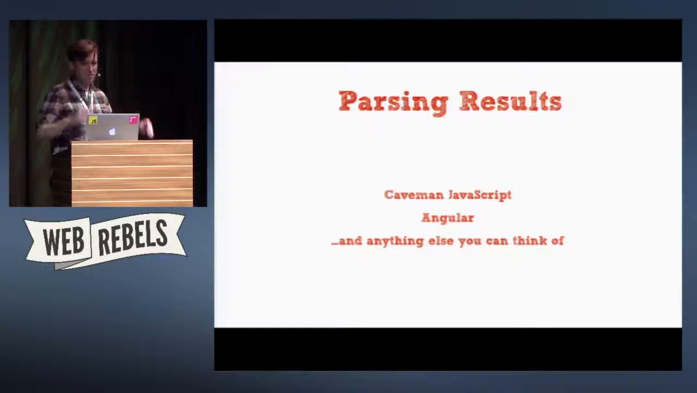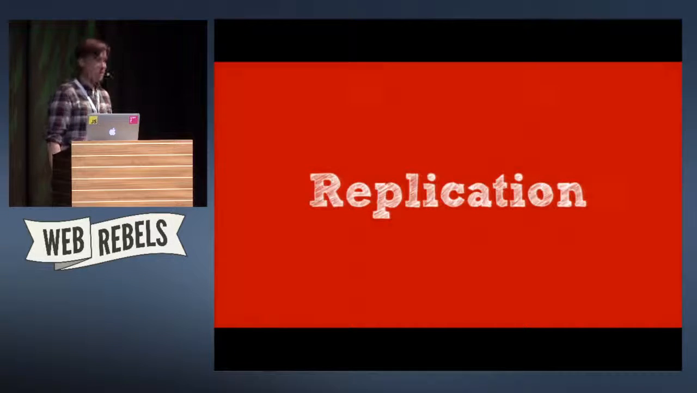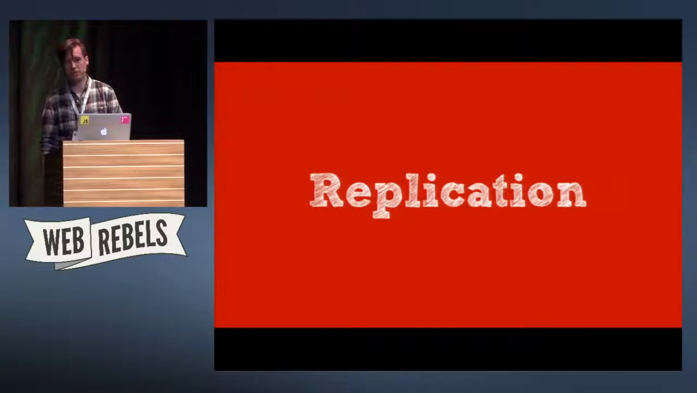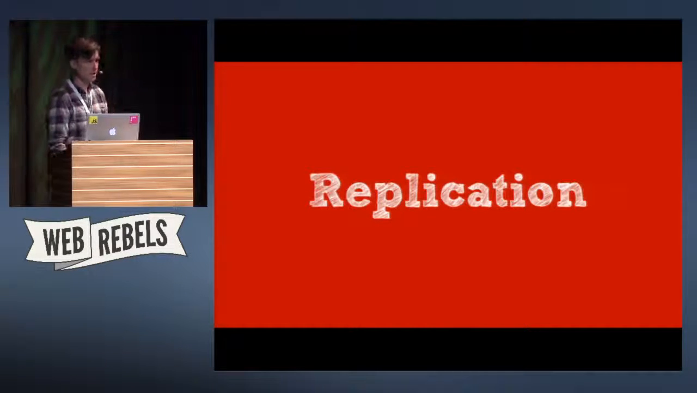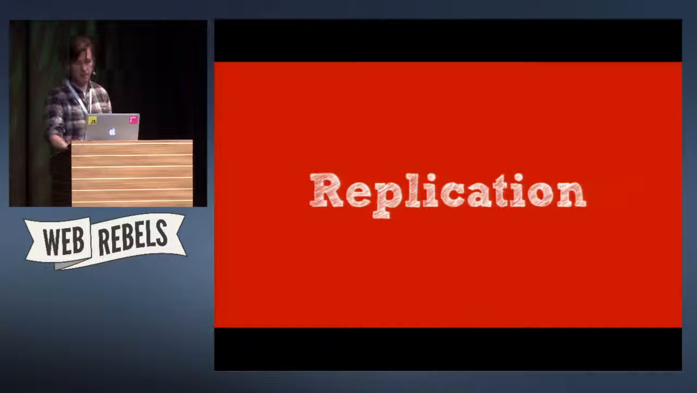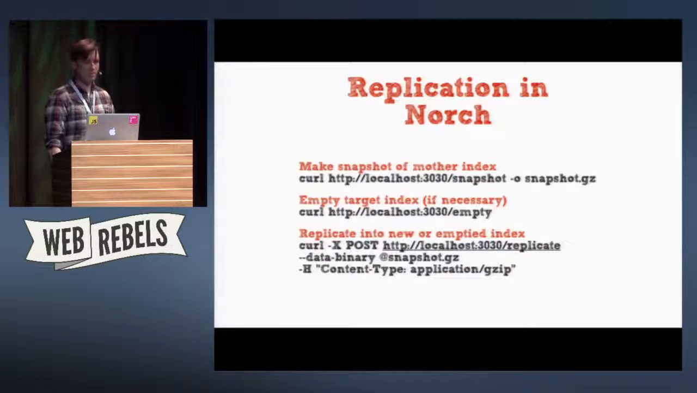You can do this. You can just parse results in any possible way that you see fit. One of the things that we've put a lot of effort into in Norch and Search Index is replication. And there's a good reason for this, which we might possibly talk about at the end. One of the cool things about Norch is that it's really replicatable in a sort of nodey, streamy way, which is really sort of pleasing.